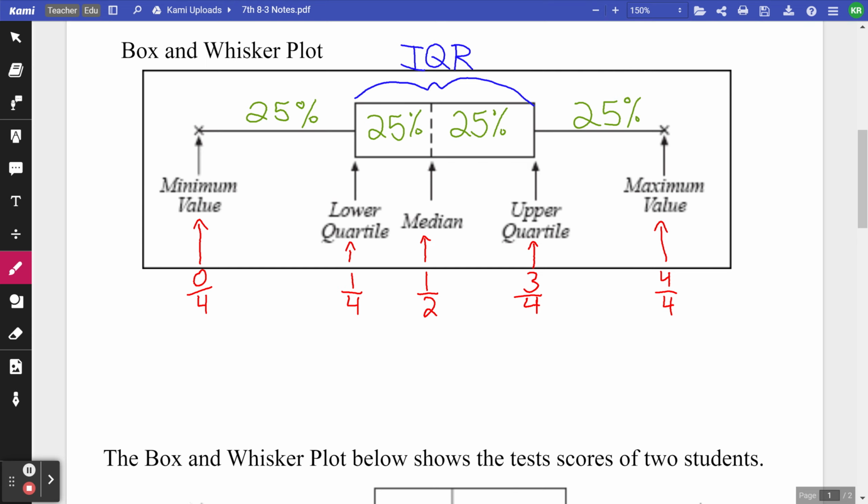So when you think about where the data is, the lower half of the data, so the lower 50% of the data, is from the median down to the minimum value, and the upper half of the data, or the upper 50% of the data, is from the median to the maximum value. The IQR is the middle 50%, or basically from the upper quartile to the lower quartile. So if you think about it, it's the box. That's our IQR. That's our interquartile range.